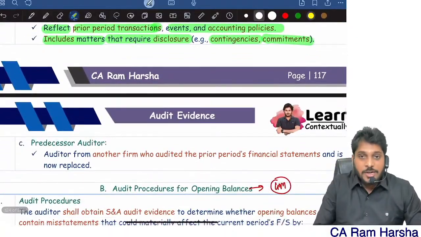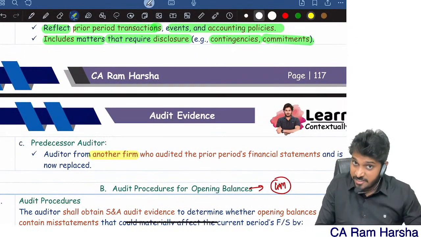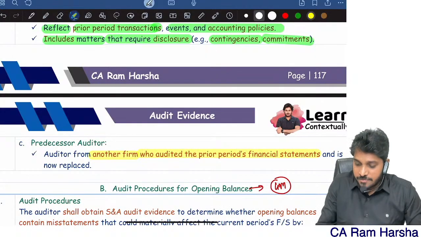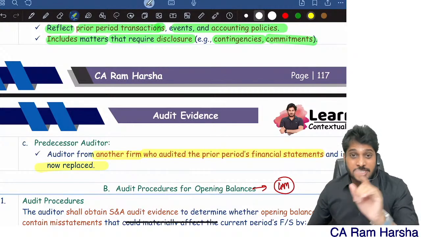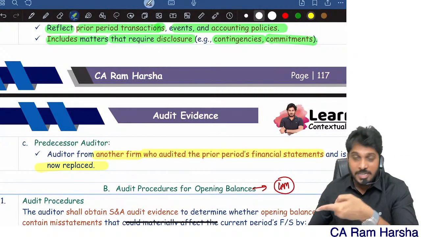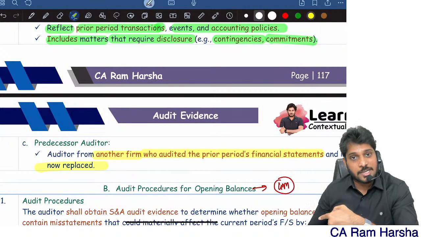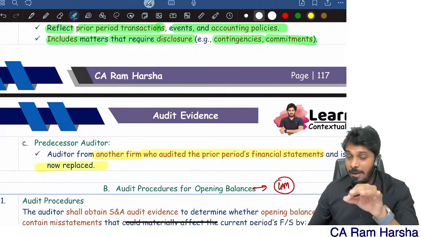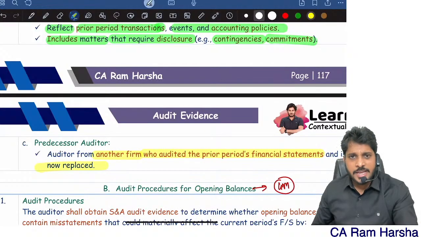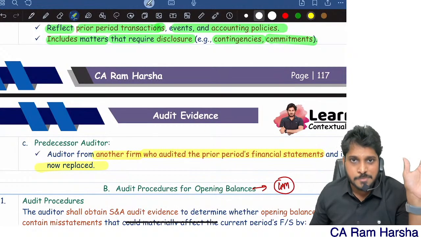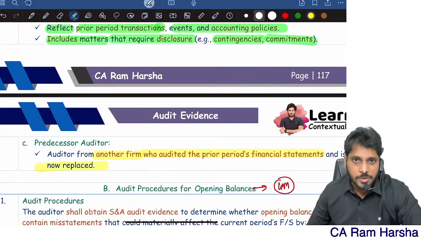Who is a predecessor auditor? Predecessor auditor is an auditor from another firm who audited the last year financials and is now replaced by you. You are the current auditor. Since you replaced the previous auditor, for you it is a first time audit. That's why it's called an initial audit engagement. But we apply the standard even if it is a recurring engagement. Not just in an initial audit engagement, we follow the standard even if it is a recurring audit engagement. That's it. The standard is over.